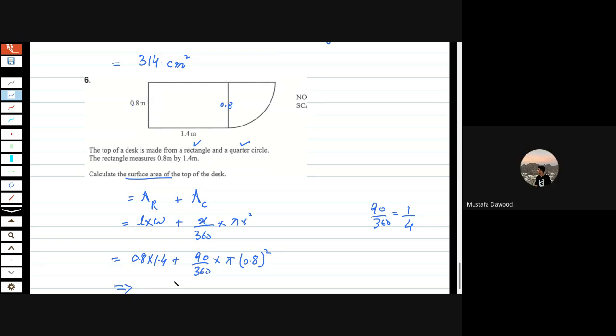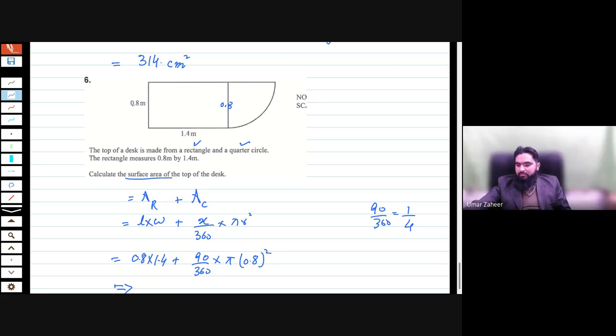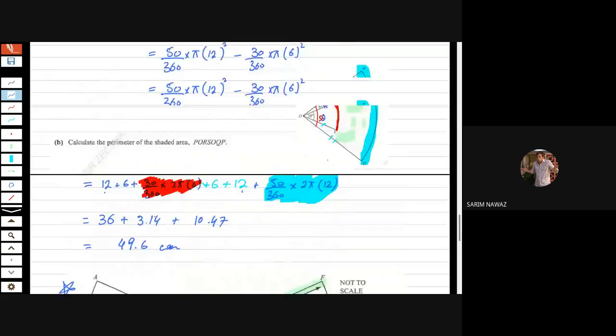It's 1.62. Okay, 1.62 meter square. Yes, sir, it is clear.